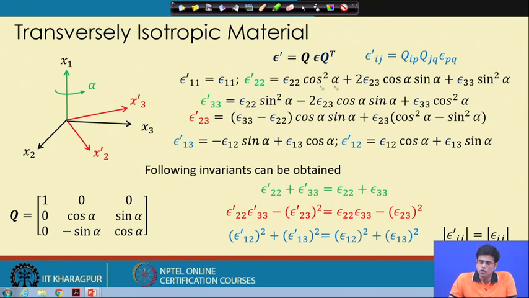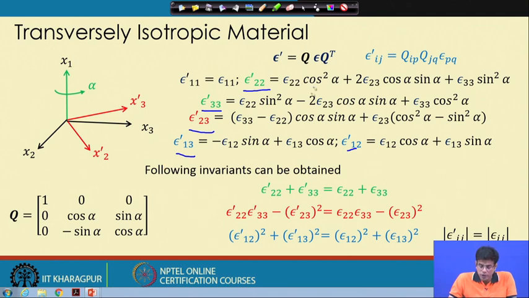So alpha is essentially cos alpha and sin alpha. Now epsilon 2 prime, epsilon 3 prime, epsilon 2 3 prime, and all the components I have multiplied with this. Essentially Q is a matrix which is this, and epsilon, we know, is a second order tensor, the strain tensor, which has epsilon 1 1 and epsilon 2 2 and so on. Multiplying this, I get the transformed strain components in the prime coordinate system, which is x1, x2 prime, x3 prime.